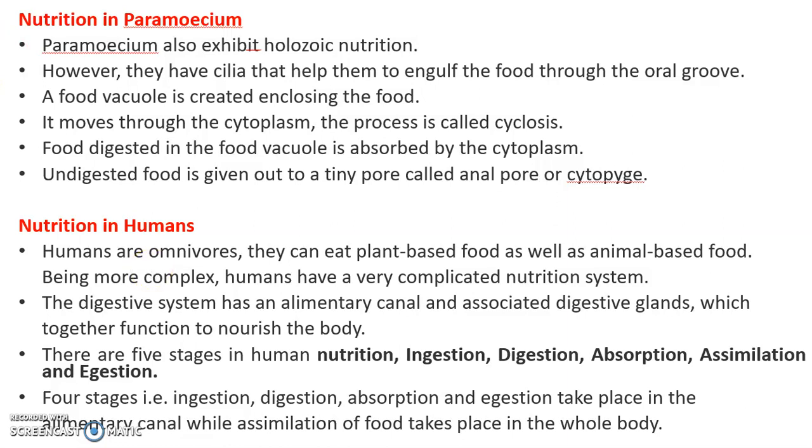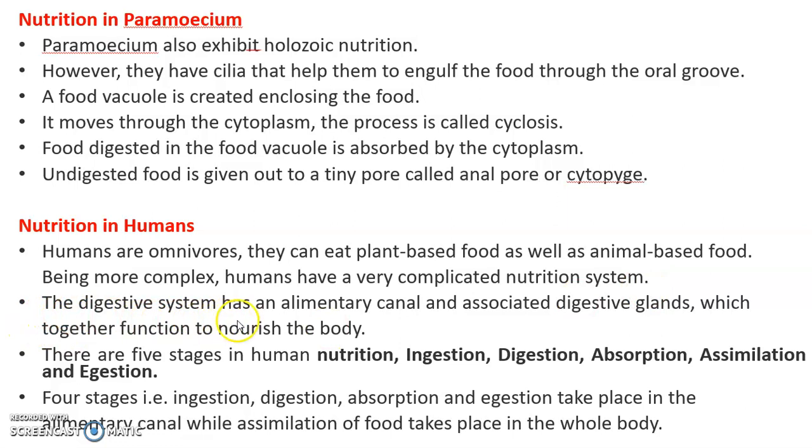So we have seen already different types of nutrition: autotrophic, heterotrophic, saprotrophic, parasitic, and holozoic nutrition, and we have already seen examples of that. Now we'll see how nutrition takes place in human beings. Human beings are omnivorous. Omnivorous means they can eat plant-based food as well as animal-based food. Being more complex, humans have a very complicated nutrition system.